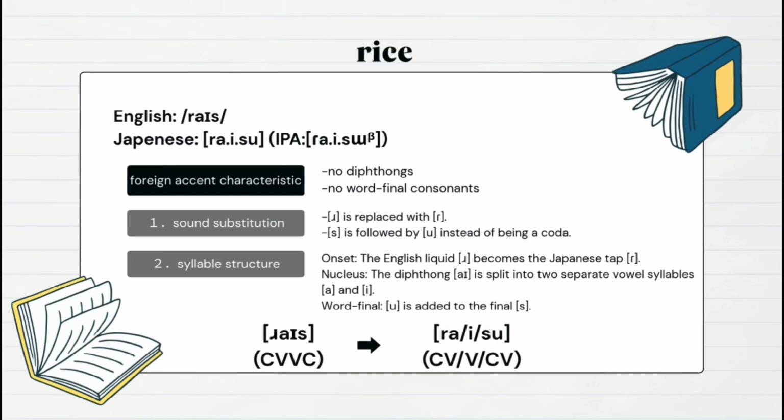Regarding the syllable structure, English rice is a single syllable, CVVC, but Japanese doesn't recognize the diphthong as a single unit. Instead, it's split into two separate vowel syllables, A and I, as a result of splitting the vowel and adding the final U. The structure changed from a single syllable CVVC to a three syllable CVVCV structure, raisu.